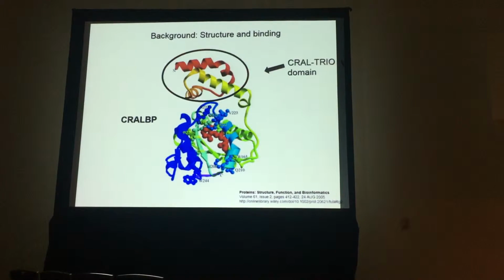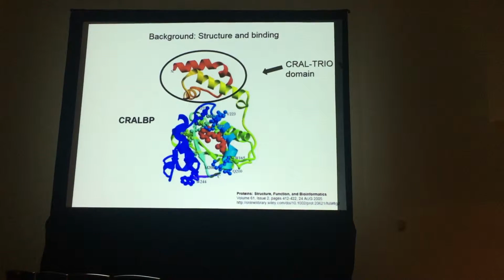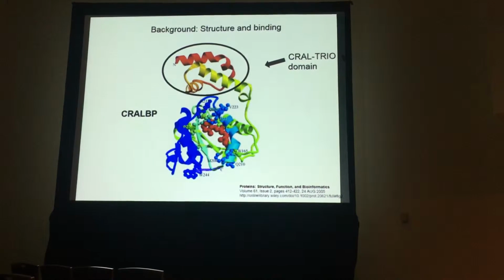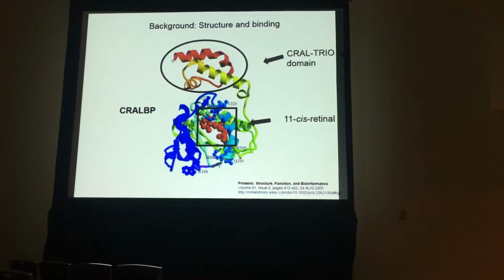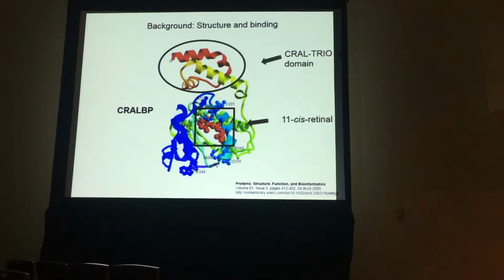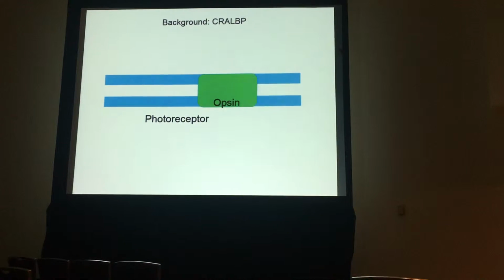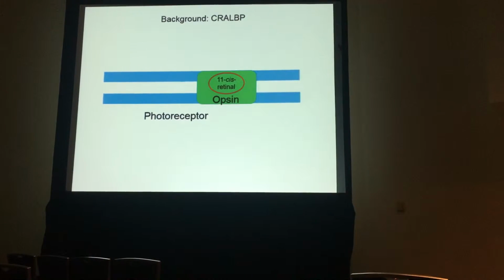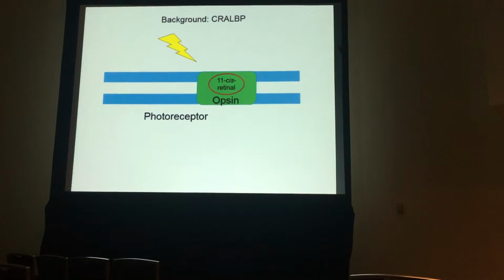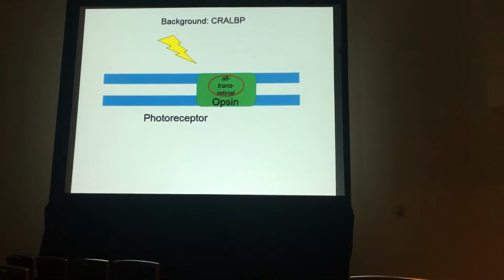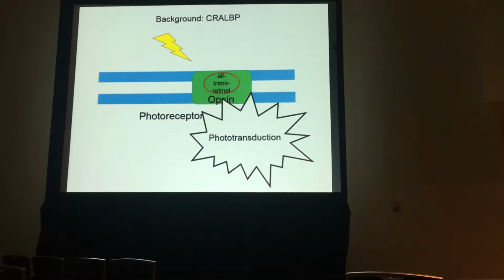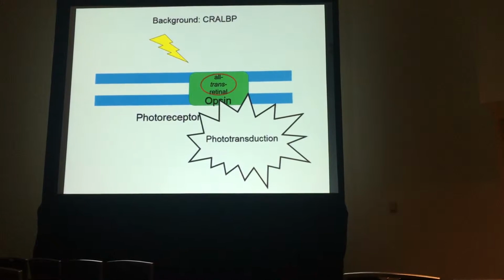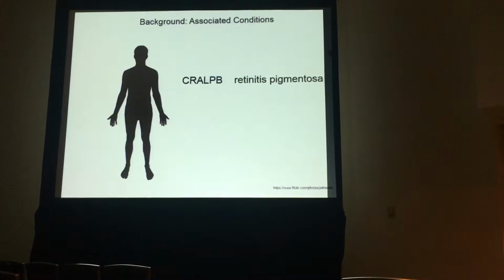And so here's the CRAL-TRIO domain that I talked about. And proteins that have this domain transport lipophilic molecules. In this case, this protein transports 11-cis-retinol to photoreceptor cells where it binds an opsin protein. And when you have light, 11-cis-retinol changes its configuration to all-trans-retinol, and then you have the phototransduction cascade, which is the way in which light is converted into electrical signal, and this is how we detect light.